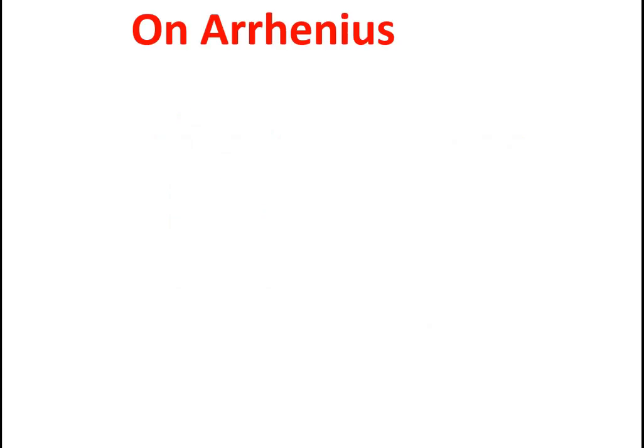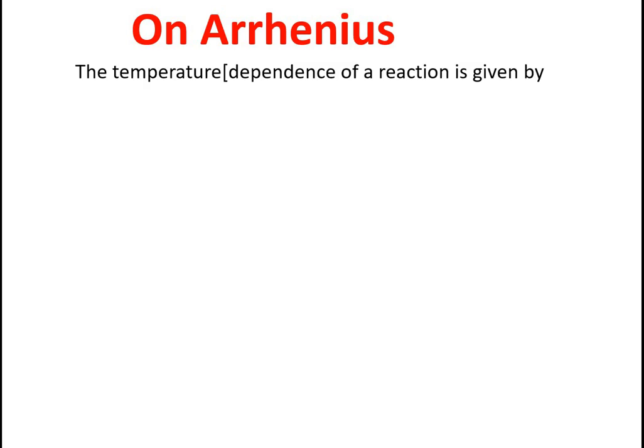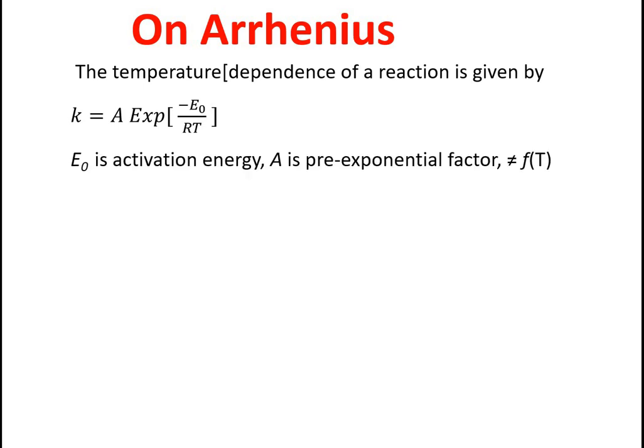So let us start with Arrhenius. Let us have a quick review of the Arrhenius equation. It gives you the temperature dependency of the reaction rate constant: k equals A e to the power minus Ea by RT. A is the pre-exponential frequency factor and Ea is the activation energy, and they are supposed to be independent of temperature, Ea and A.